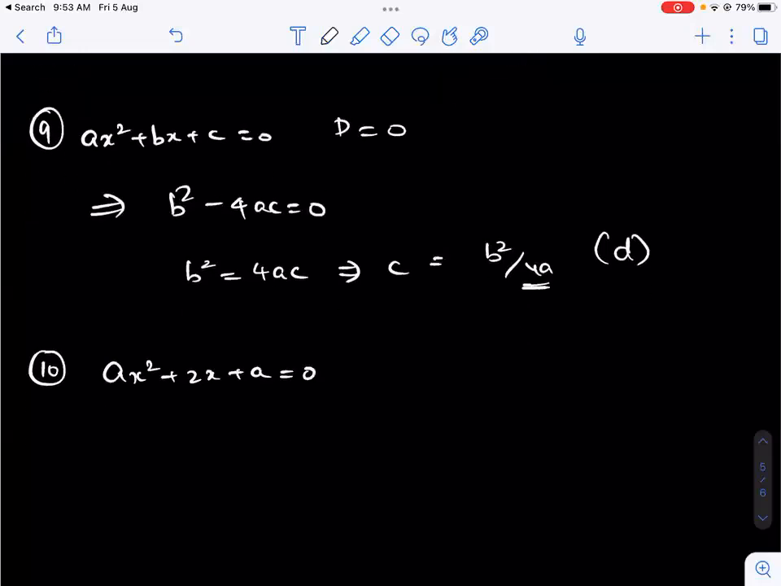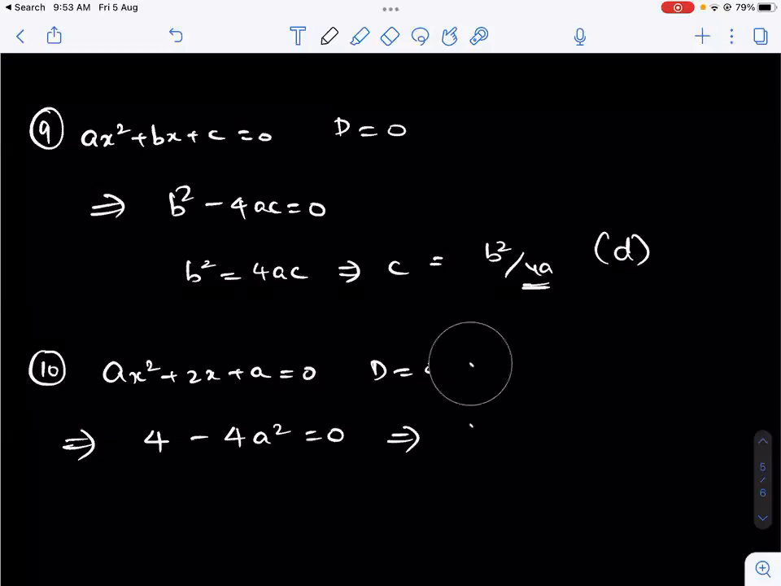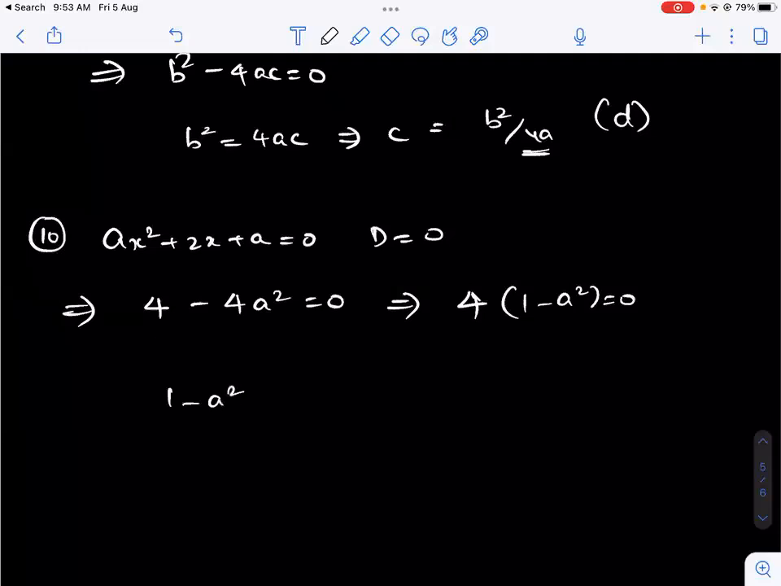If the equation ax square plus 2x plus a is equal to 0 has two equal roots, then the discriminant is 0, which implies b square minus 4 into a square is equal to 0. So what can I say? 4 into 1 minus a square is equal to 0. So 1 minus a square is 0 means a square is equal to 1. So if a square is equal to 1, I'll get a is equal to plus or minus 1. So option A is the right answer.